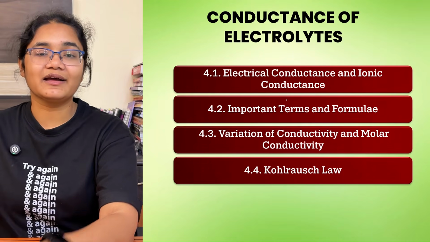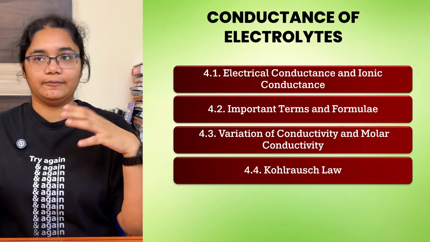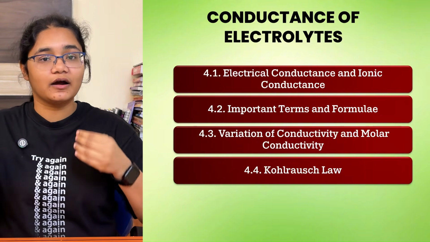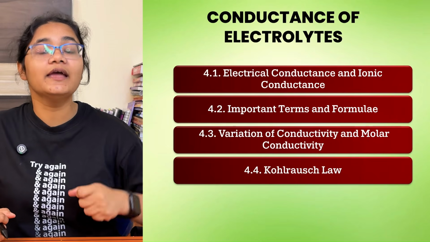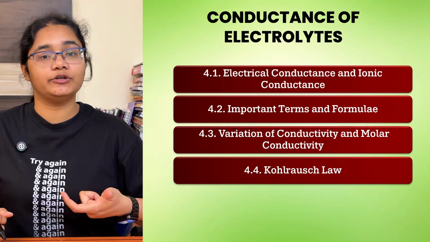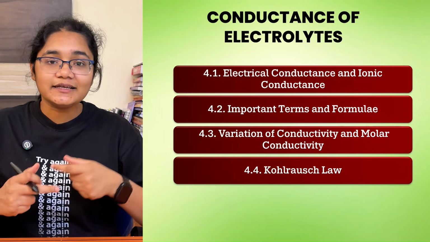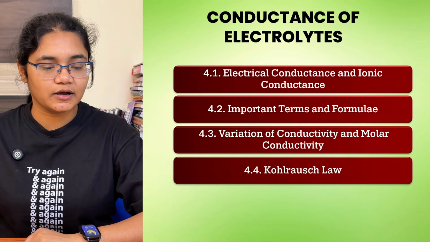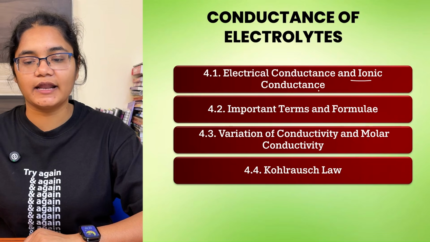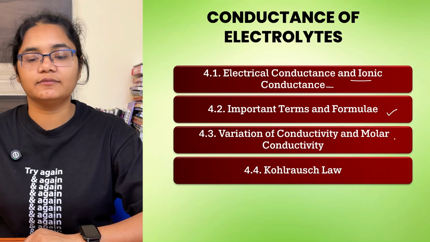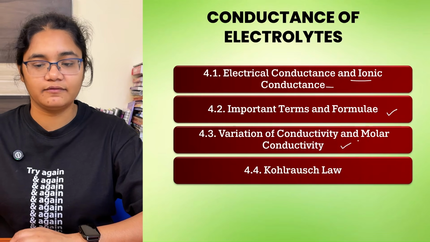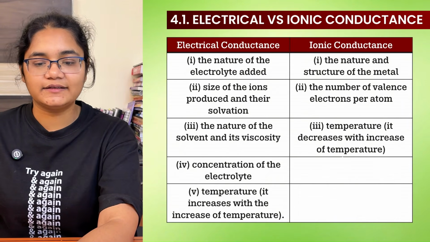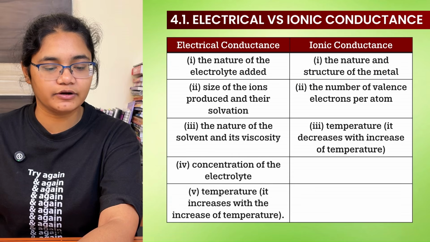Now we'll talk about the conductance of electrolytes. See, in this particular electrochemistry, electricity is conducted by electrolytes. Electrolytes are the solutions which contain ions, and these ions can conduct electricity. So first we'll talk about electrical conductance and ionic conductance, important terms and formulae, variation of conductivity and molar conductivity, and Kohlrausch law. Next is your first one, electrical conductance.